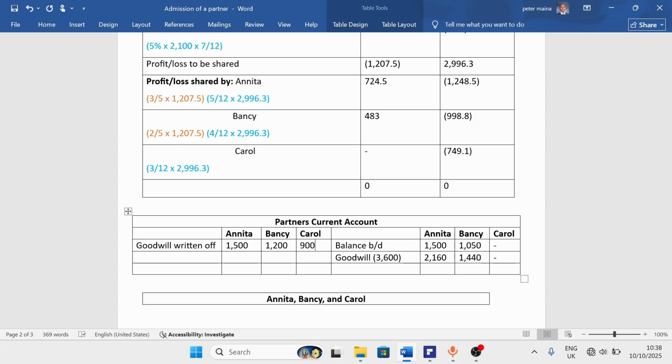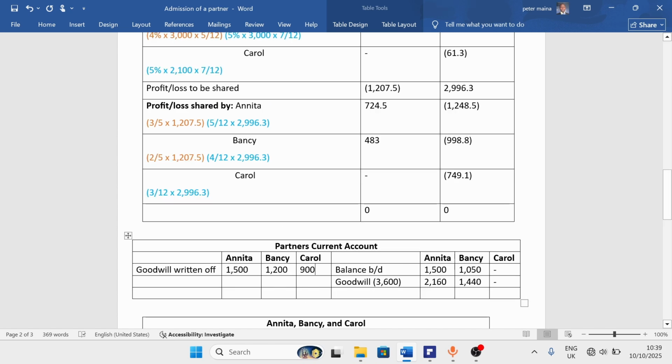The other workings to show the admission of Carol are supposed to be done in the capital account. But because we are just going to add the amount for motor vehicle, which was left out, we are not going to be opening the capital account. The working will be shown in the statement of financial position. So now let us proceed with the current account.